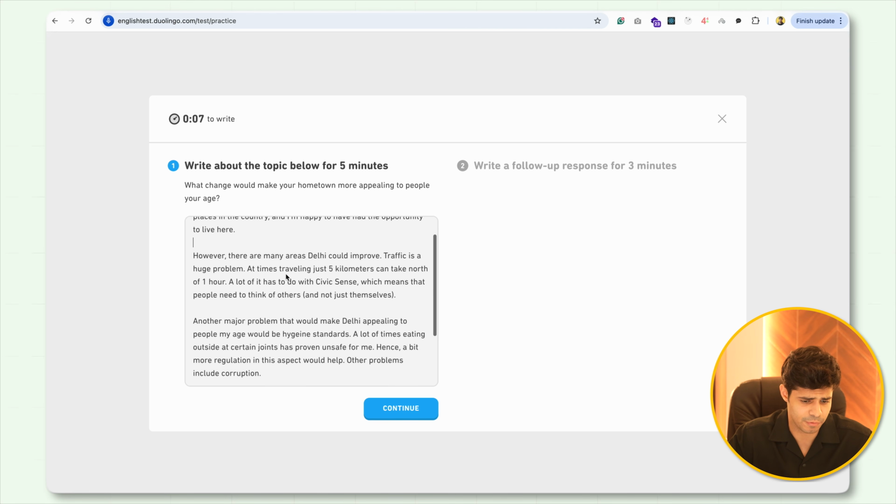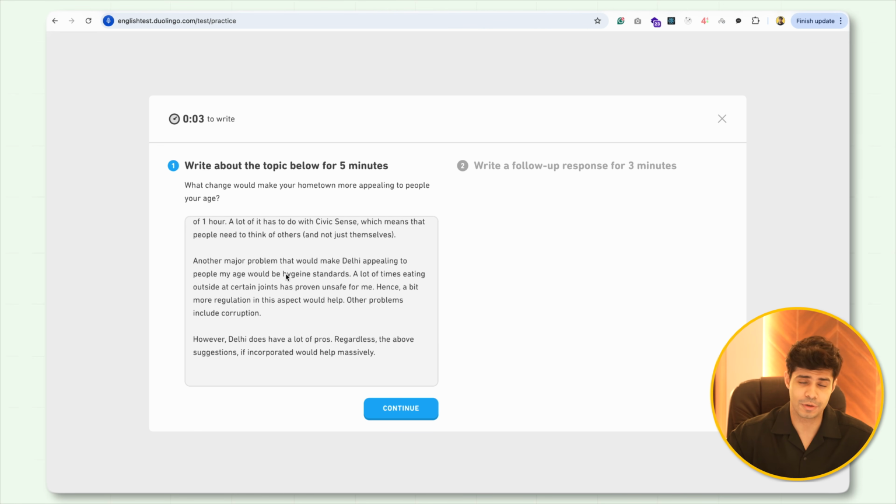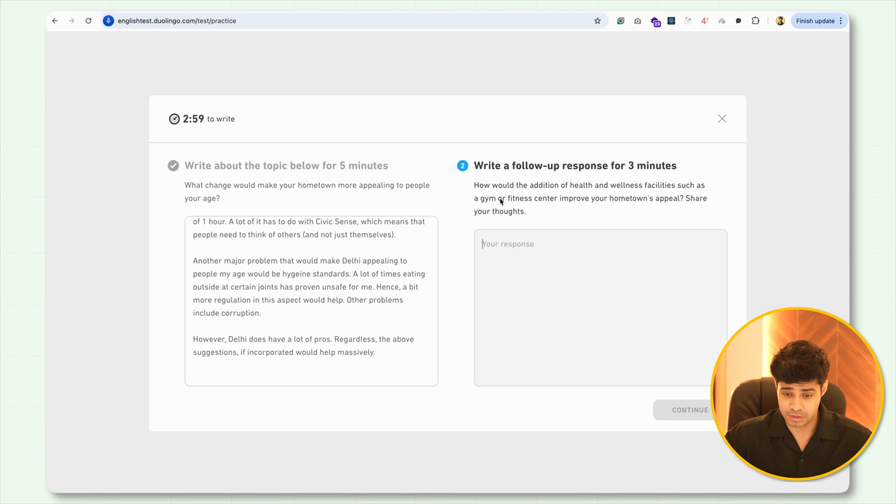I don't really have the time for that as of now. I should have left some, and I wrote quite a lot because it's a topic that hit right here. But anyway, follow-up response for 3 minutes. How would the addition of health and wellness facilities such as a gym or fitness center improve your hometown's appeal?